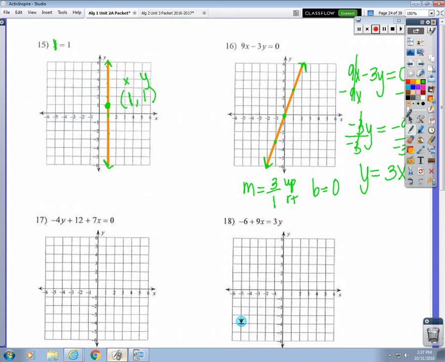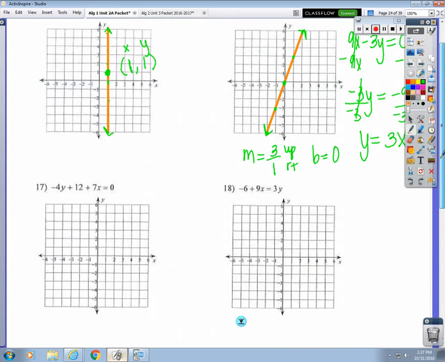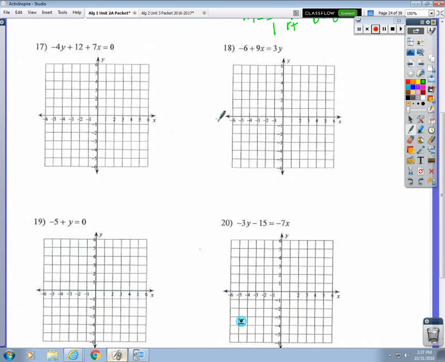Number 17. We need to rewrite this one in slope-intercept form. Now, we normally do not do this, but I think it's easier, because don't we want y by itself? So instead of moving the 12 over and the 7x over, couldn't we just add the 4y to the other side? So now we have 12 plus 7x equals 4y.